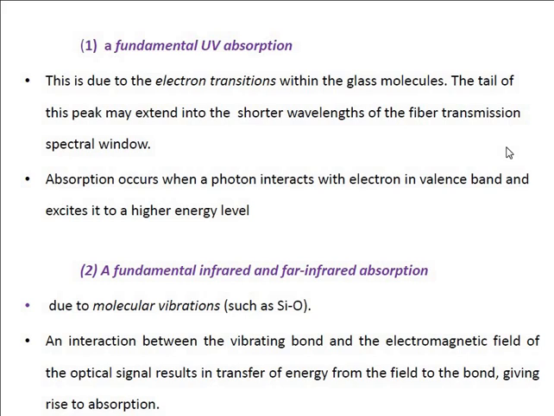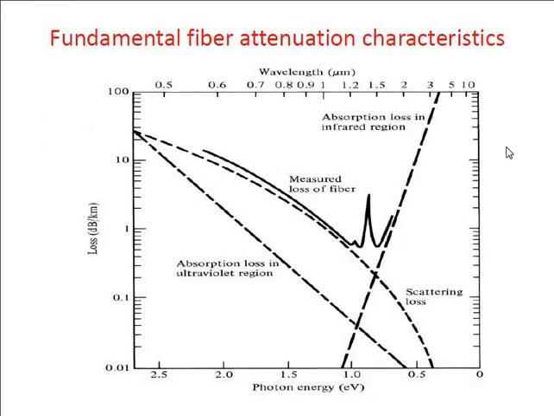There is presence of OH ions. Okay, so this is about the intrinsic absorption. So these are the characteristics of fiber attenuation. Here is the absorption loss in the UV region, and this is the absorption loss in the IR region.